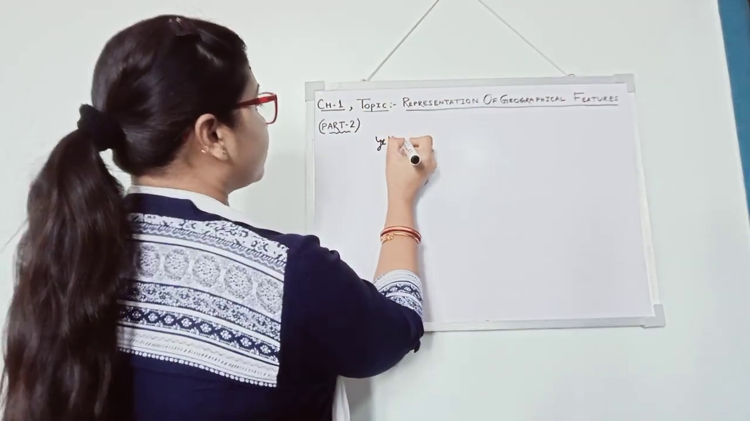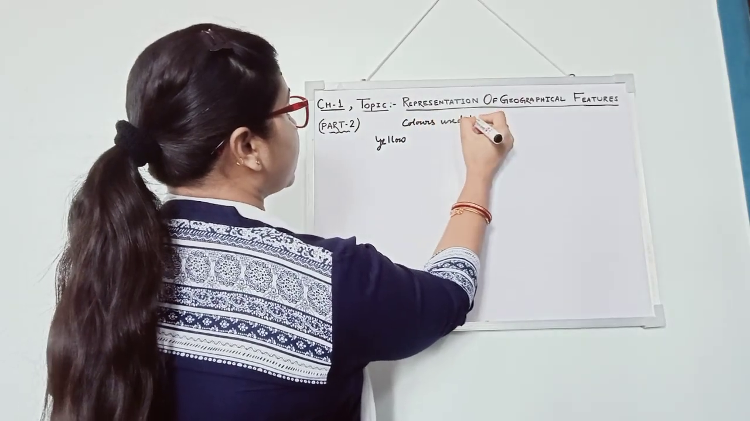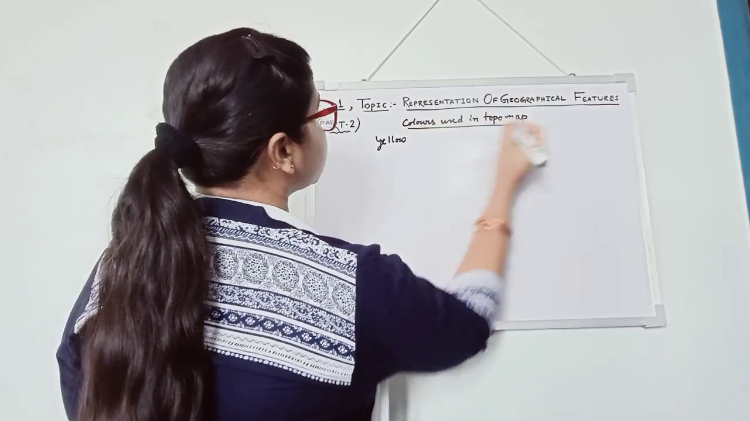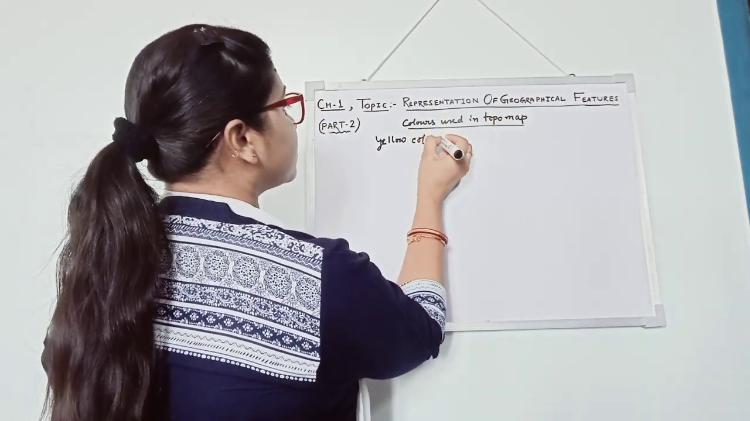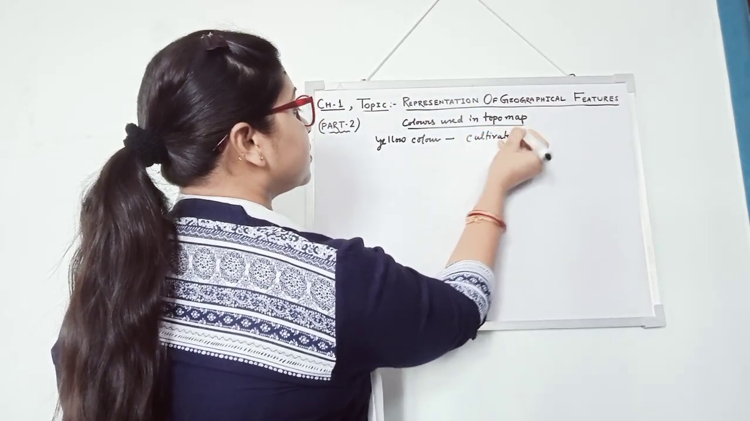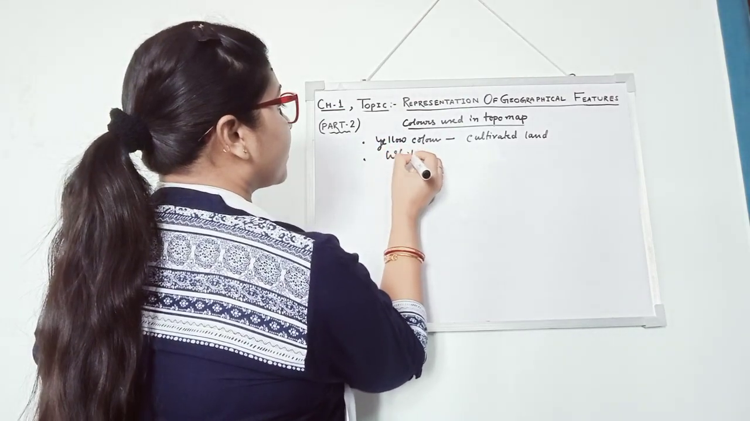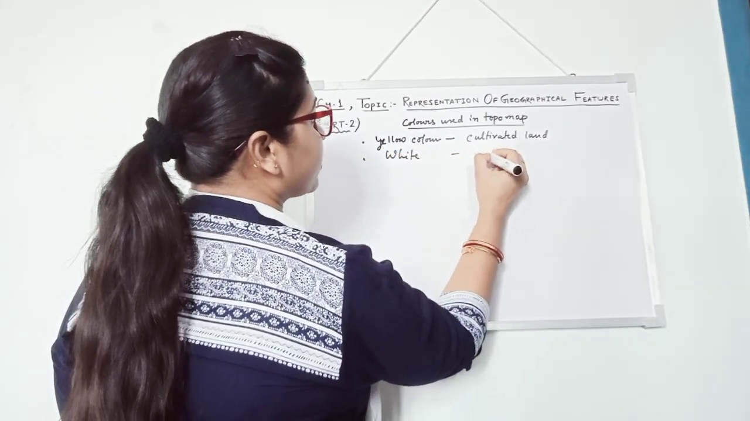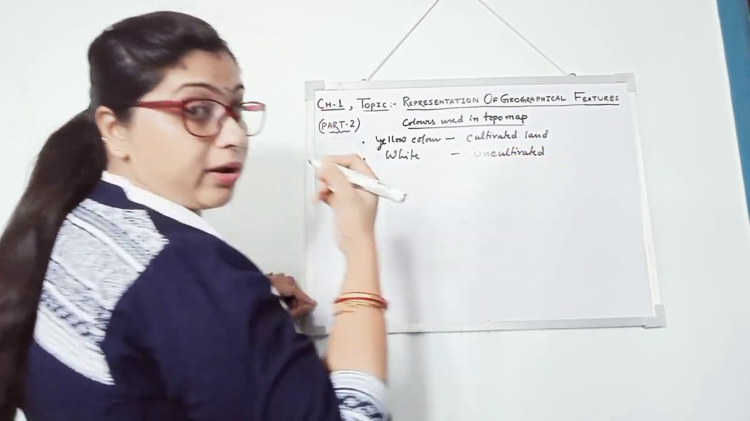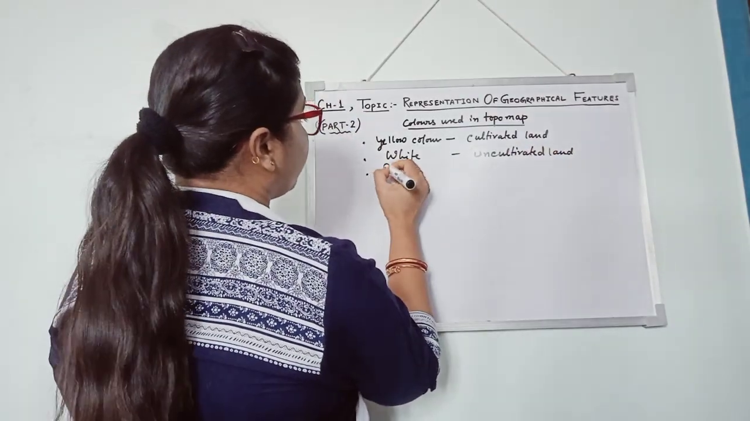Colors used in topo map. First, yellow color is showing cultivated land. White color, uncultivated land. Even within that, broken ground also can come. Uncultivated land.